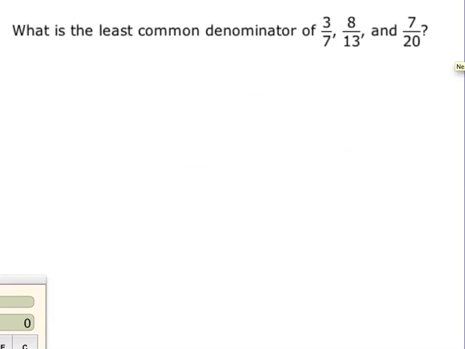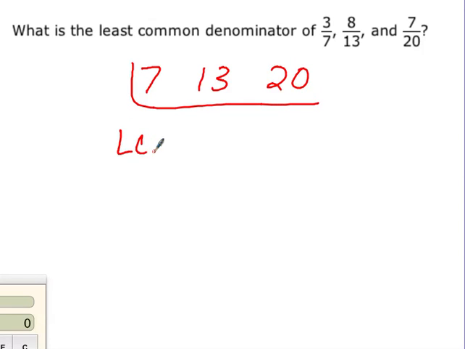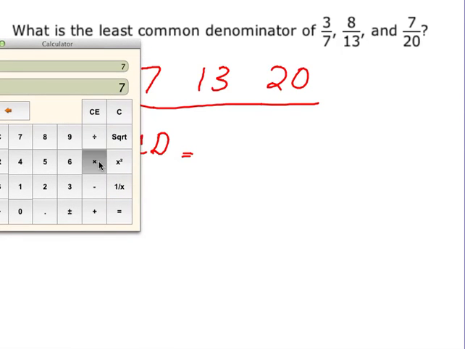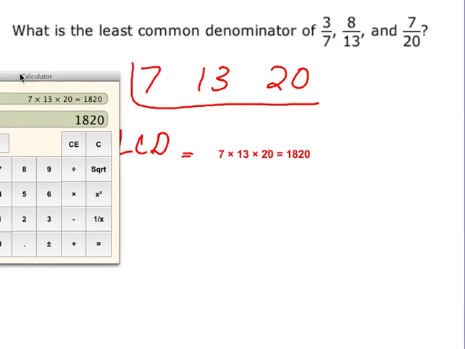All right, let's do 7, 13, and 20. Again, no two numbers, it doesn't have to be all three, no two numbers share a common prime number. So to get to the least common multiple, or least common denominator, we can multiply 7 times 13 times 20. 1,820. Most people don't guess that.